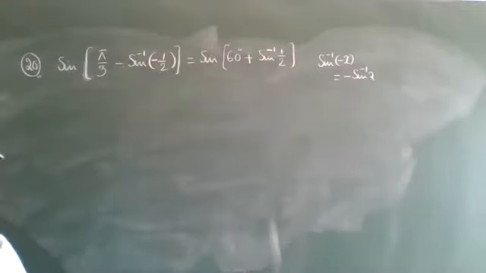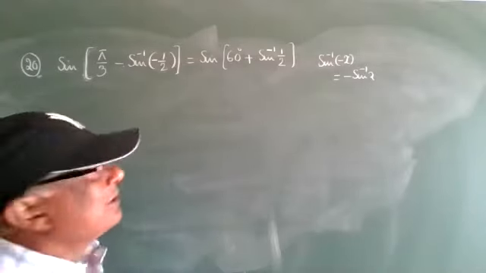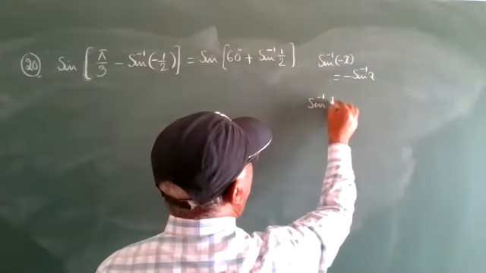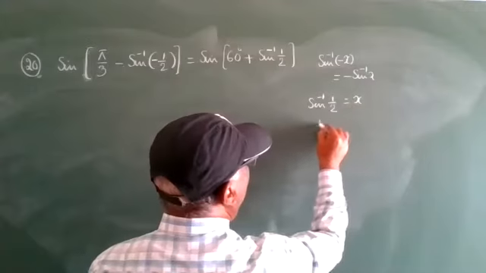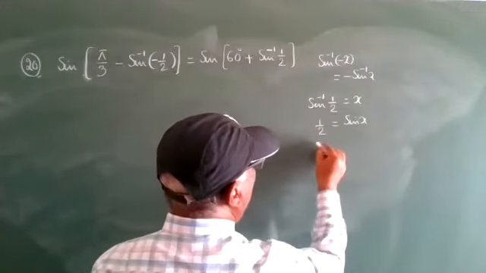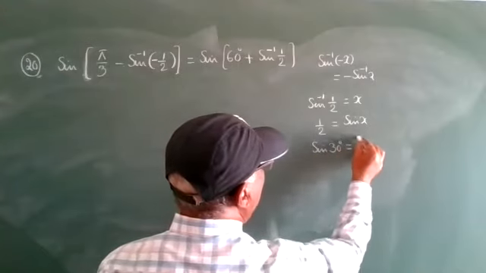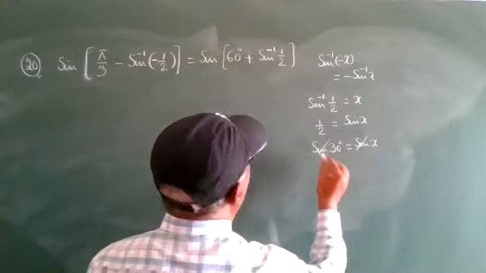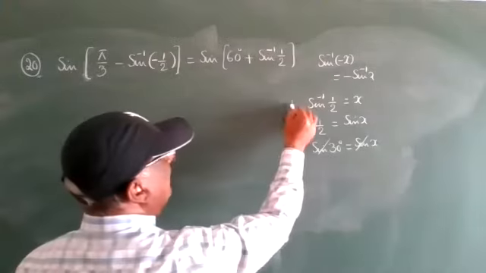So sine inverse of 1 by 2 means what is the angle? Let sine inverse of 1 by 2 be x. Now 1 by 2 is equal to sine x. 1 by 2 means sine 30 degrees, so sine 30 degrees is equal to sine x. Sine is cancelled, and x is equal to 30 degrees. This is the relative.